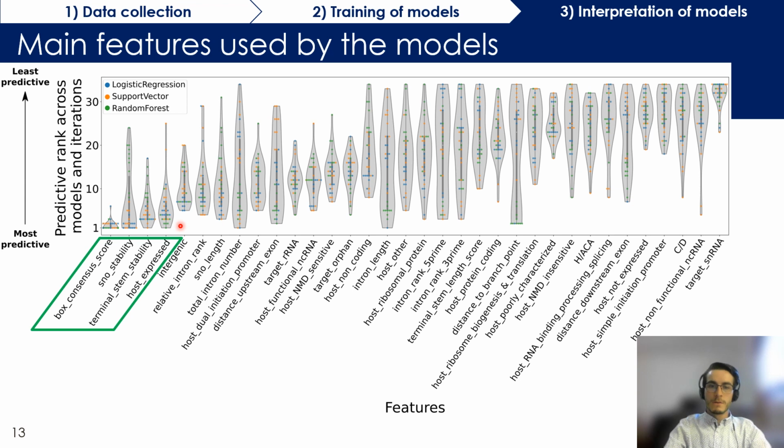Interestingly, if we look at the distance to the branch point, which was known in the literature to influence the abundance status of snoRNAs, we can see that it's really farther to the right, meaning that according to our analyses, it's not really important. It's probably not the best abundance determinant across all of these possibilities.